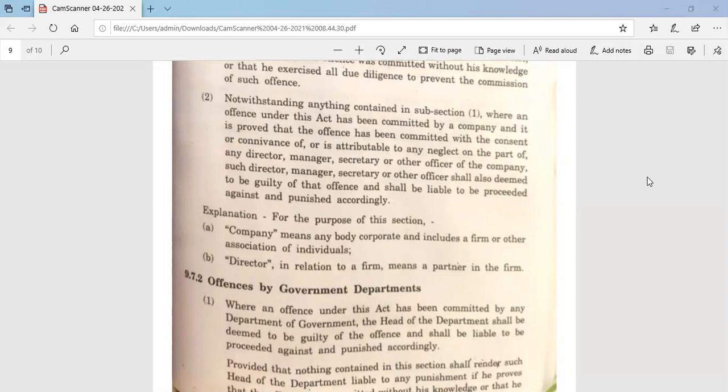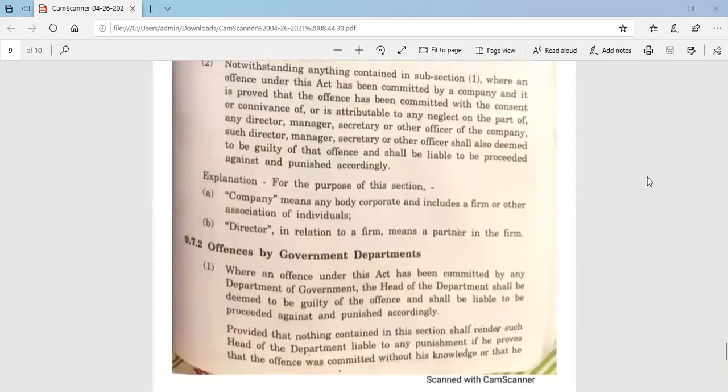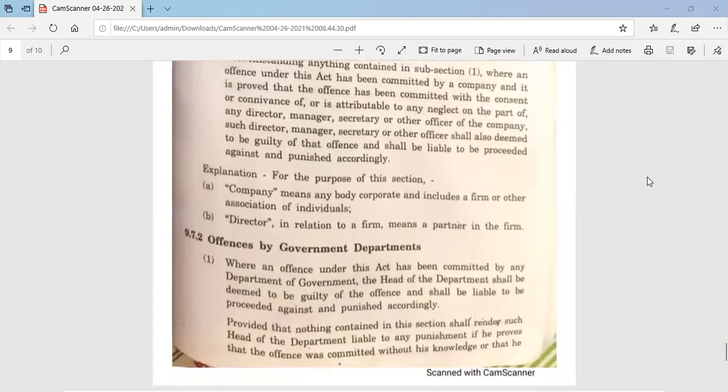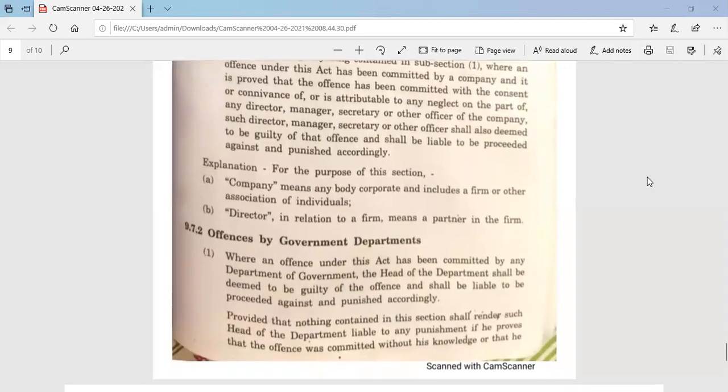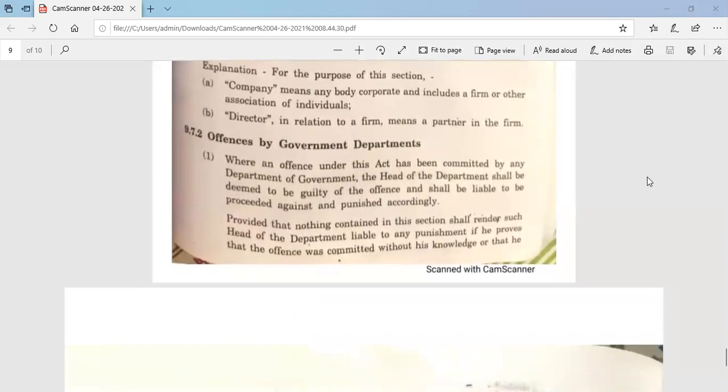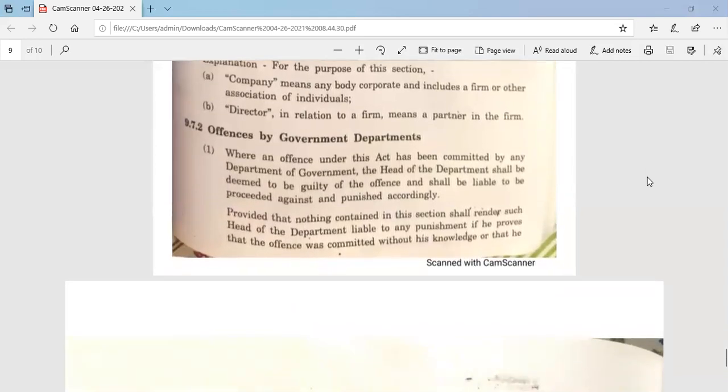Explanation: for the purpose of this section, company means any body corporate and includes a firm or other association of individuals. Director, in relation to a firm, means a partner in the firm. And the last topic is offense by government department.